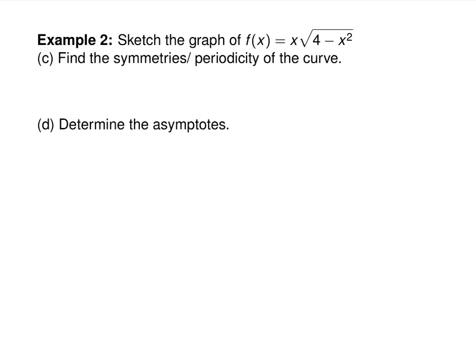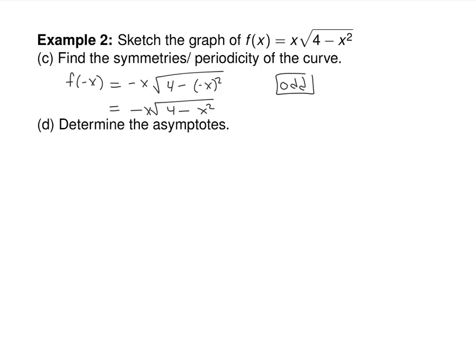Find the symmetry, periodicity. So let's check and see if it's even or odd. That's -x times root 4 minus (-x) squared. So -x root 4 minus x squared. So it's odd, right? Yep. That's so strange.